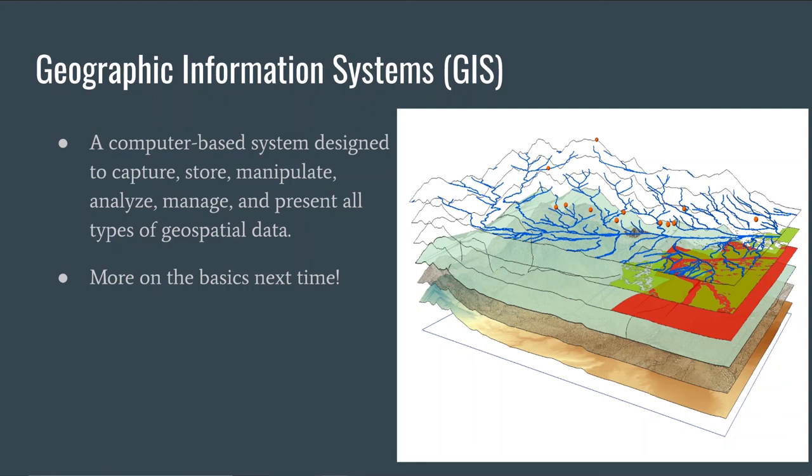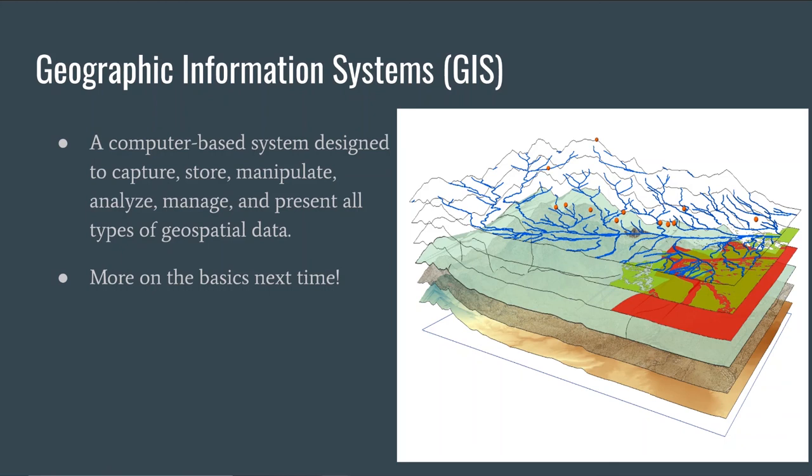GIS is often defined using a whole bunch of different words that describe its capabilities. You might come across similar definitions in your GIS or remote sensing career, but one of these is that it's a computer-based system designed to capture, store, manipulate, analyze, manage, and present all types of geospatial data. It's a really powerful tool for integrating data, analyzing data, and finding new insights. Some of that data that might be integrated with other data or analyzed within a GIS could be, but is not always, remote sensing data.